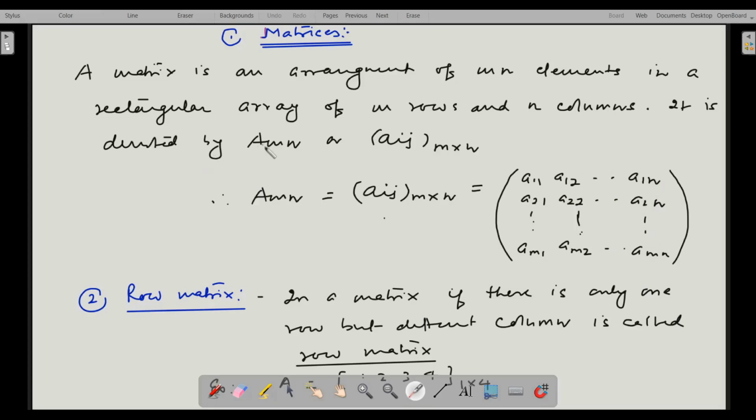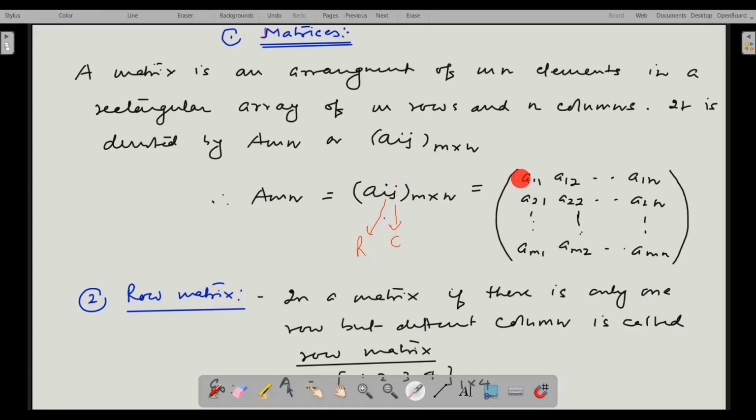It is denoted by capital A subscript m cross n, or a subscript ij of order m cross n. These are the two ways to represent the matrix. So these are the symbols for a matrix, where i denotes the row number and j denotes the column number. I represents the row and j represents the column.